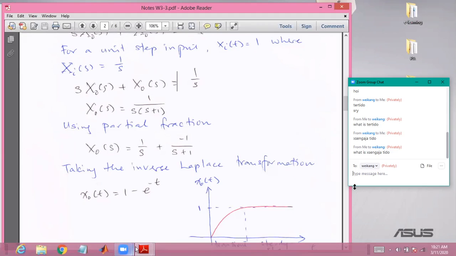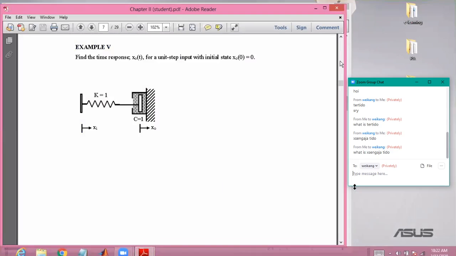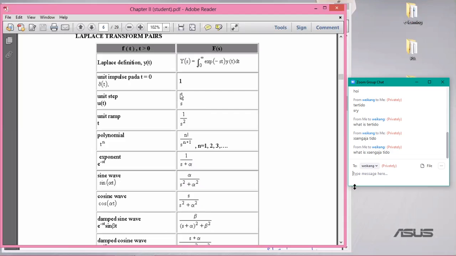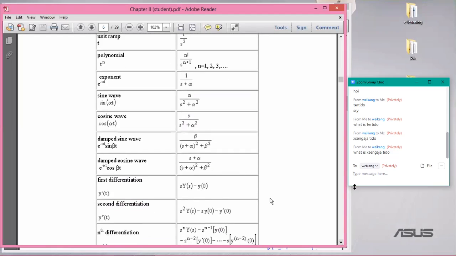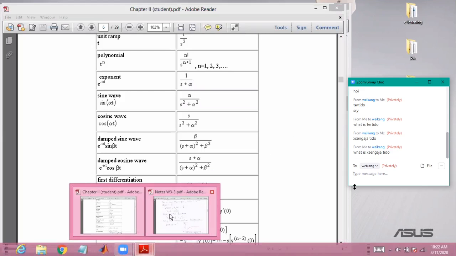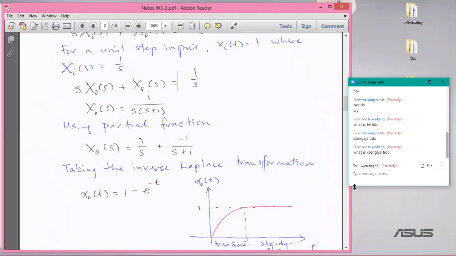If you look back into the table, you have this 1 over s, you can take the inverse Laplace of that. And then you have this 1 divided by s plus alpha here. So there are no elements that directly correspond to that fraction. So you need to perform partial fractions, so that the elements are equivalent to the elements in the table.